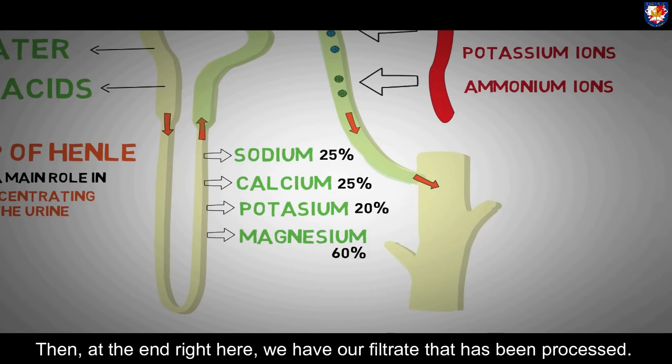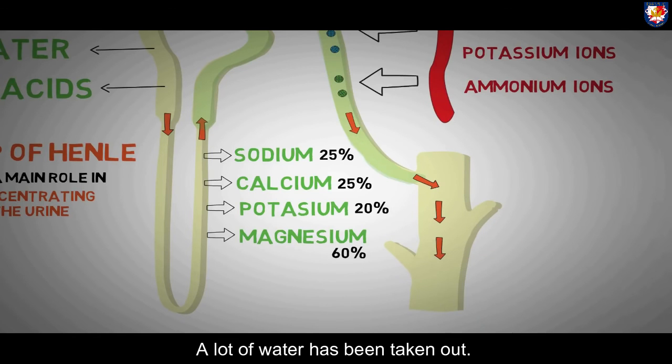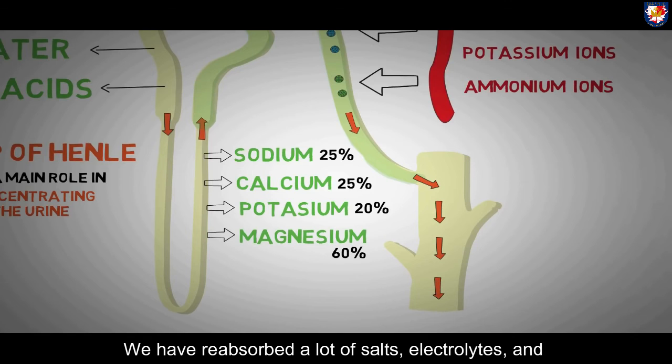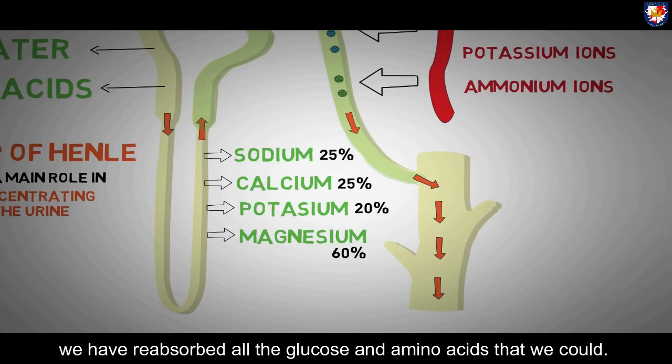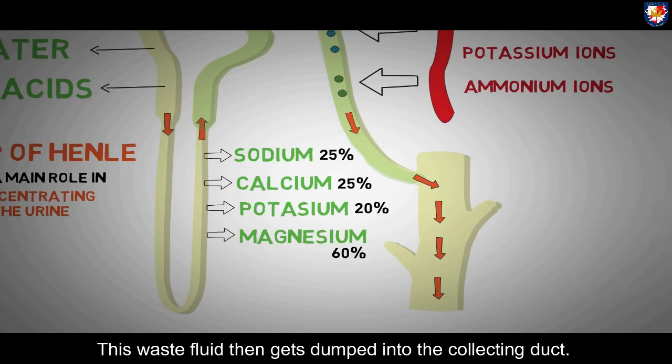Then at the end right here, we have our filtrate that has been processed. A lot of water has been taken out. It's a lot more concentrated. We have reabsorbed a lot of salts and electrolytes, and we have reabsorbed all the glucose and amino acids that we need. This waste fluid then gets dumped into the collecting duct.